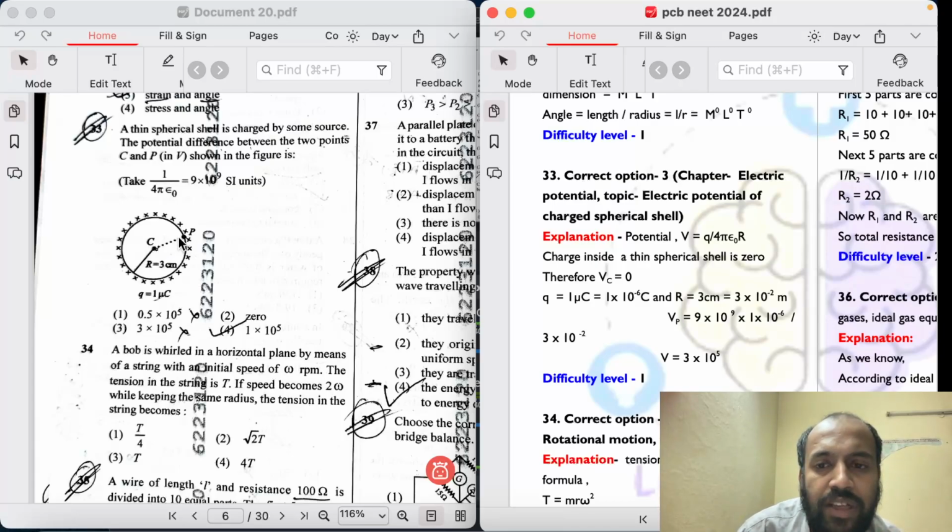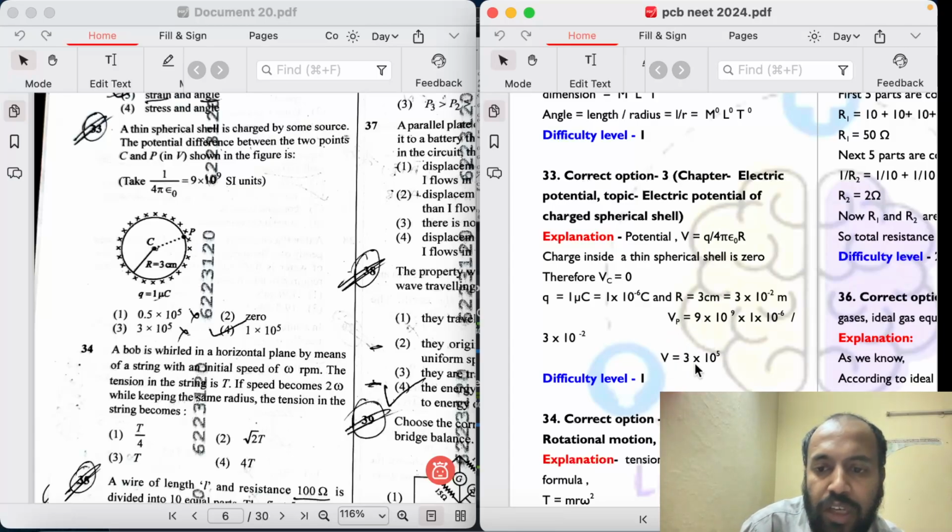Now for a spherical shell, the potential on the surface is q by 4 pi epsilon naught r, where r is the radius. To find the potential, we should know the charge. It's already given that the charge is 1 microcoulomb. You can check from the figure and convert it to coulomb. Radius is 3 centimeter, so let's convert it into meter. We can put in the values here, and 1 by 4 pi epsilon naught is 9 into 10 to the power 9. Put the values, do the calculation.